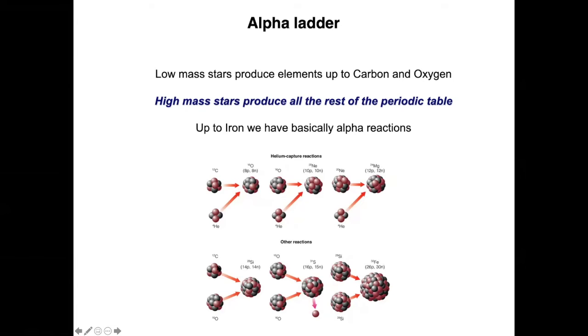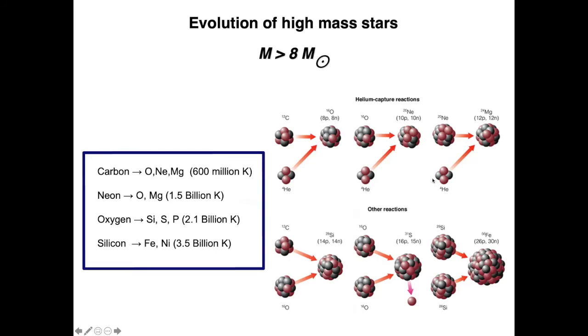Now, other reactions are carbon fusing with oxygen to produce silicon, or oxygen and oxygen to produce sulfur, or silicon and silicon to produce iron. Now, notice why it's capture of helium particles that is happening.